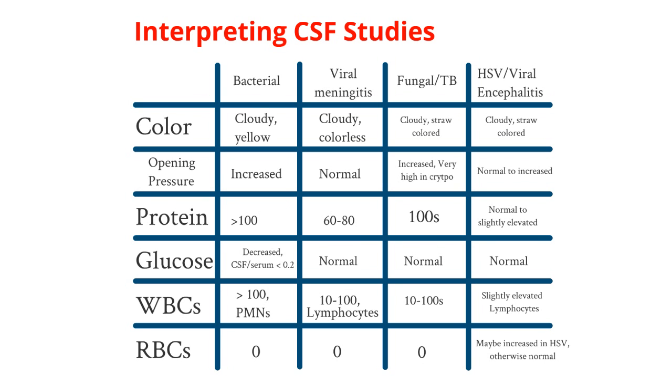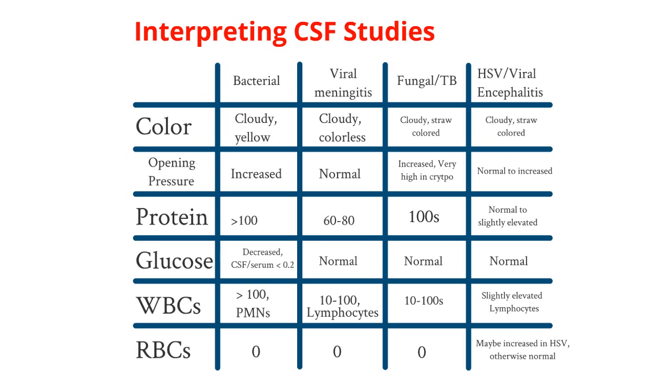Now, a distinguishing factor in HSV meningitis is that you may see an increased number of RBCs present, and this is due to the nature of HSV meningitis, but generally other causes of viral encephalitis do not cause an elevation in RBCs in your CSF studies. Now, I would suggest pausing here and just reviewing this table again, just to make sure you didn't miss anything before you move on to the rest of the lecture.